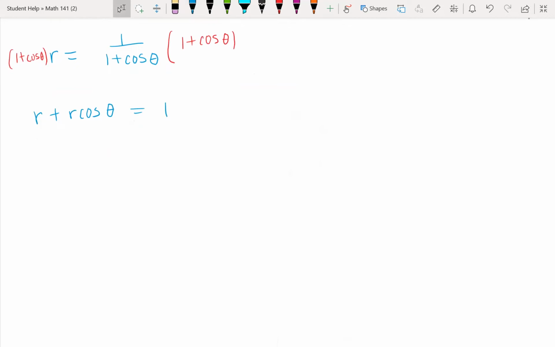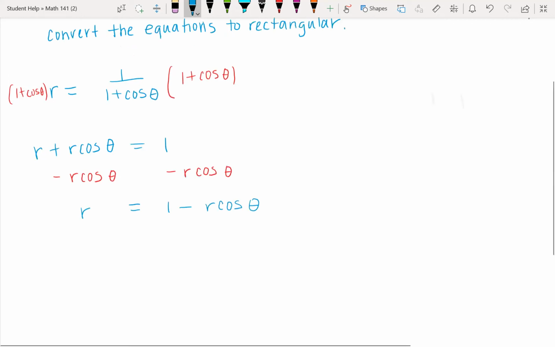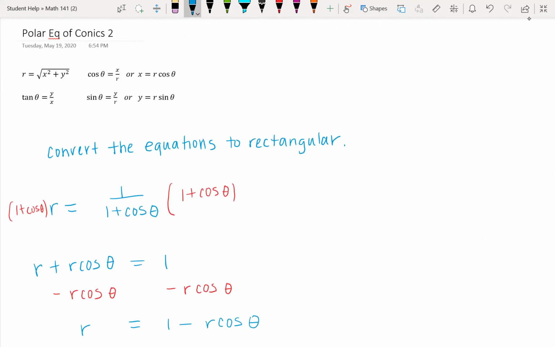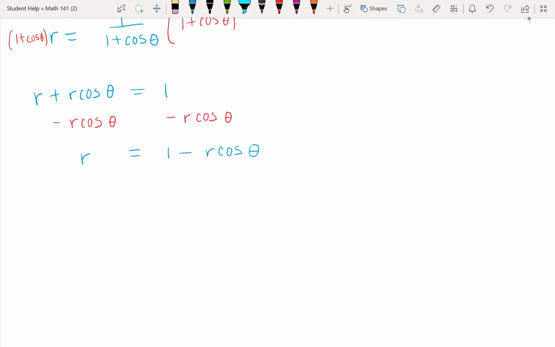Now, I'm going to subtract r cosine theta from both sides. You'll see why in just a second. Because r cosine theta is one of our definitions. r cosine theta is the same as x, and so we can make a substitution there. So we'll say that r is equal to 1 minus x. And then r, we also have a substitution for that. r is the radius, right? And so r is the same as the square root of x squared plus y squared.